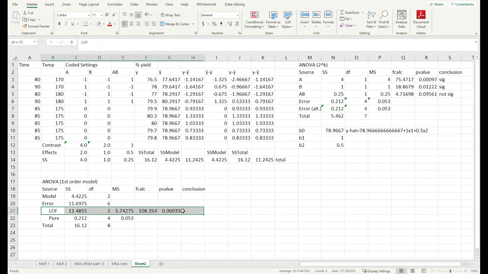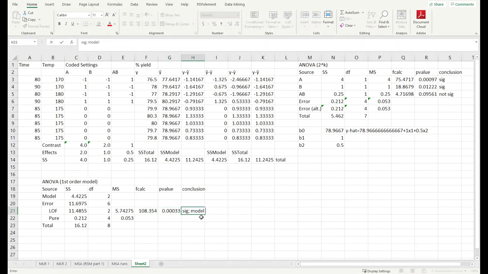In this lack of fit source, we are saying that if it's significant, then the data does not adequately fit the model, or the model does not adequately fit the data that is given to us, because the lack of fit is significant. And we can see here that the p-value is less than 0.05. It's a very small value. Therefore, this is significant. And we are saying that the model does not adequately fit the data.